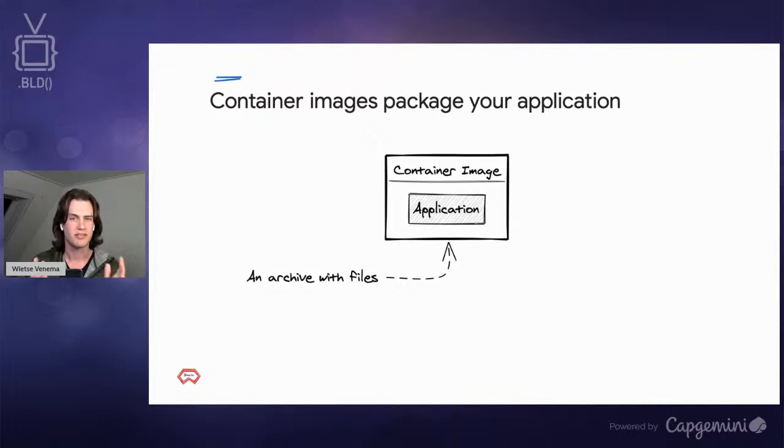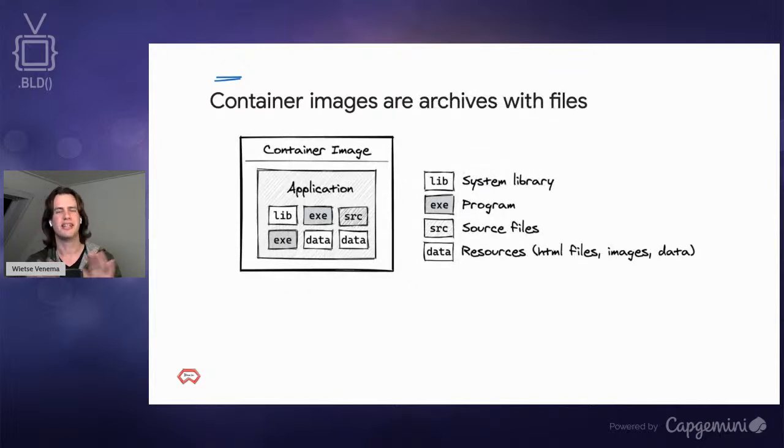Okay, that might still sound a bit abstract, so let's zoom in a bit further. This is a good way to think about the container image. It's an archive with files, and those files include system libraries, executable programs, data files, such as for any web application, HTML files, images, binary blobs. And if you use an interpreted language such as JavaScript or Python, your application source files might even be in there because, well, that's what your application needs to run, right?